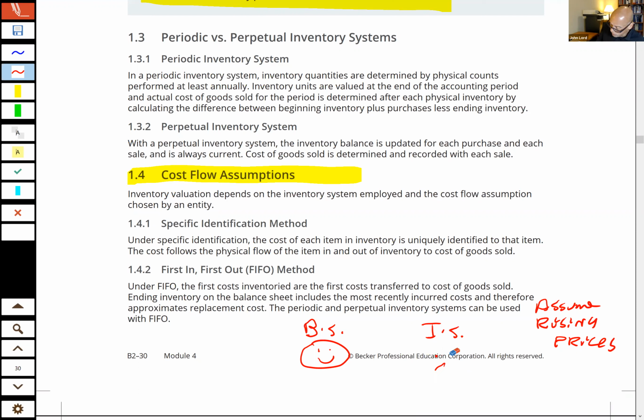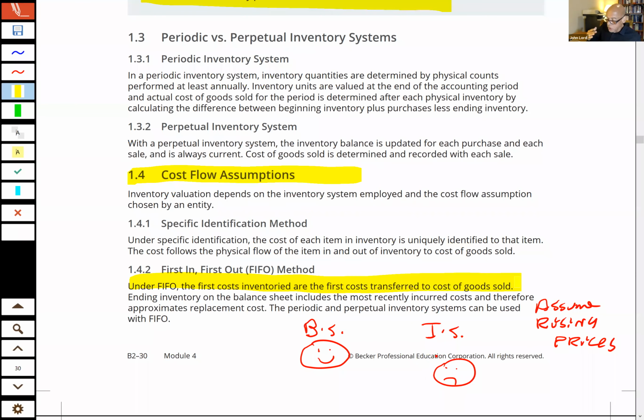Just so you realize it's a face. Okay, that's a sad face. That's my highly technical way of helping you remember what's going on here. And let's just take a look. Under FIFO, the first cost inventory, the first cost transfers to the cost of goods sold.